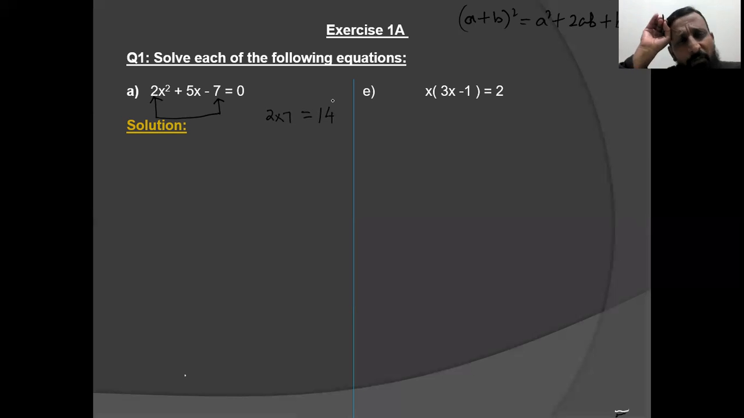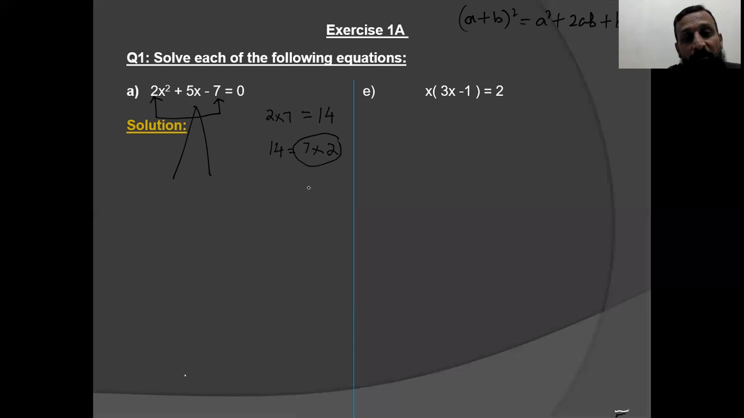Now we need to look for more factors of 14. 14 comes in 2 times table, 14 comes in 7 times table. That's it. So again, 7 twos are 14. Now what is the middle term over here? The middle term is 5x. We need to break up this middle term 5x such that we may have 2 groups. So how do we break up this middle term 5x? By using these factors 7 and 2.